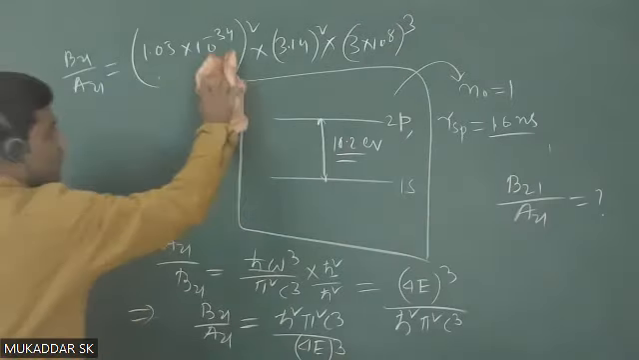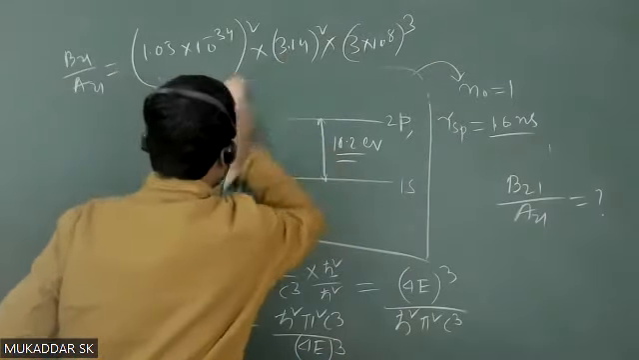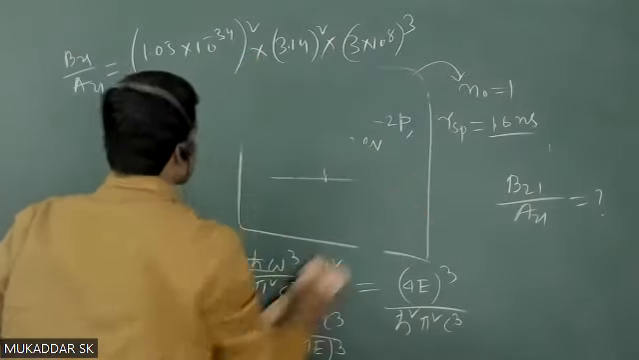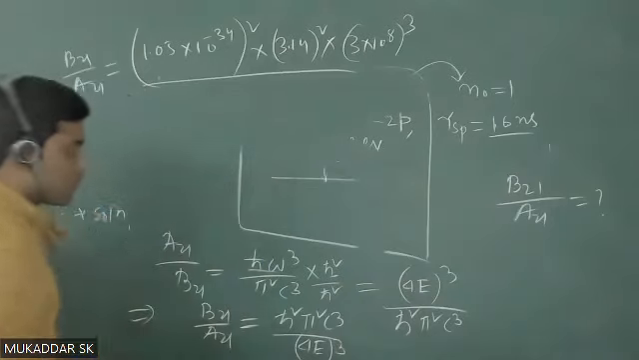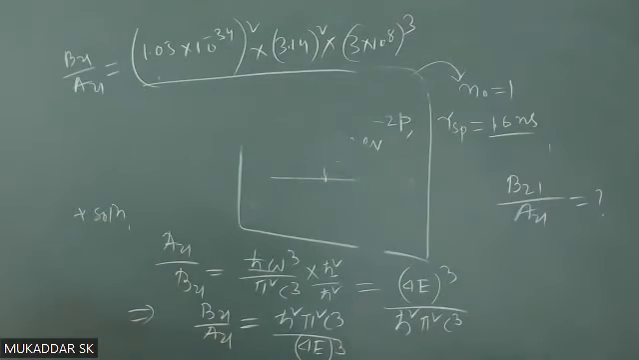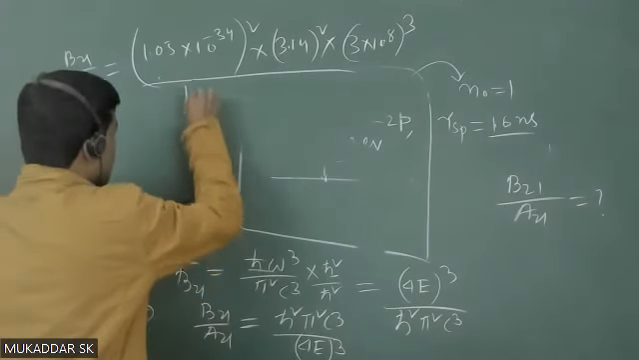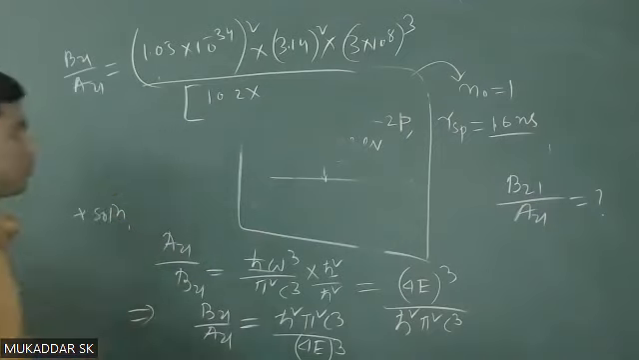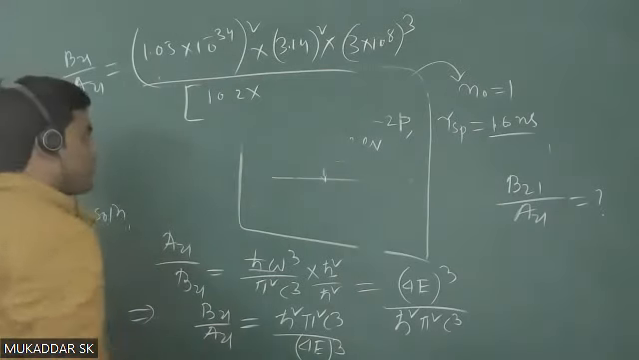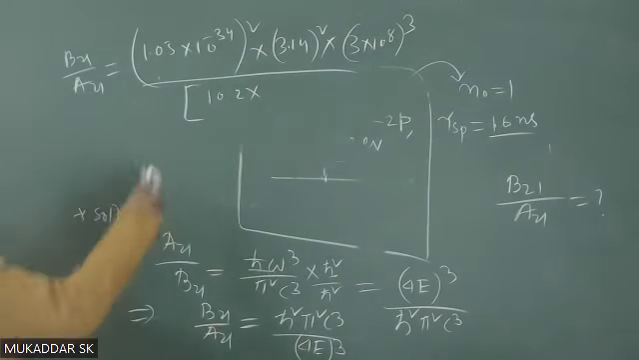Then further, what do you have? Delta E, and how much is that? Delta E, how much is it? 10.2, exactly. 10.2 electron volt. From electron volt you have to go to SI unit, because they ask you to calculate this ratio in SI unit. Everything I have written is in SI unit, so I have to write this also in SI unit.